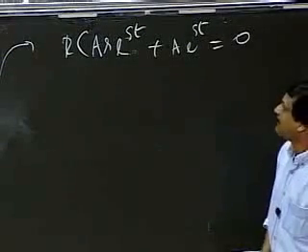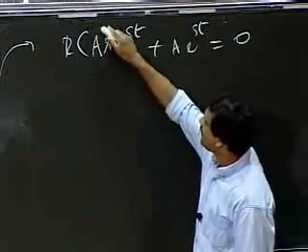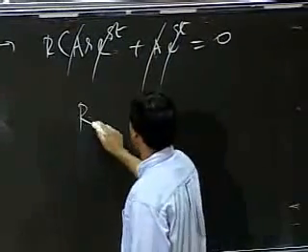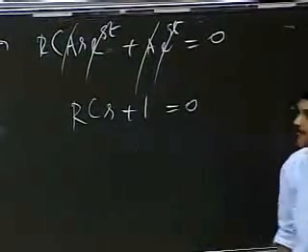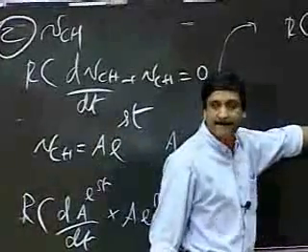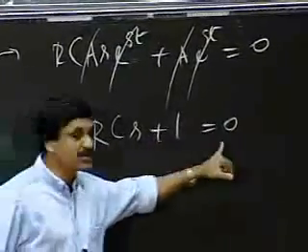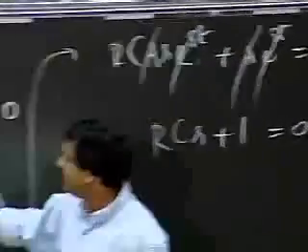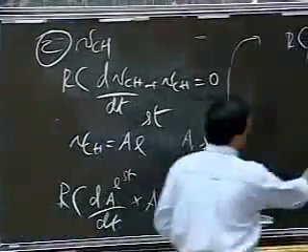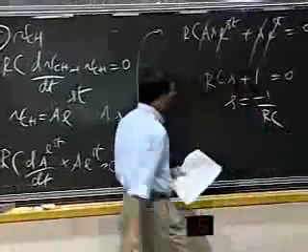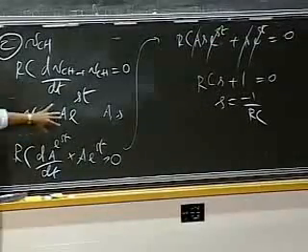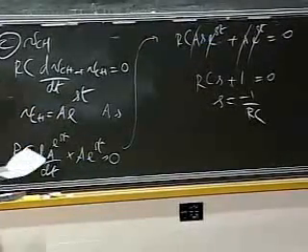That's a trivial solution, so I'll discard that. What I'll do is cancel out the A's from here, assuming A is not 0, and cancel out e to the st. What is left is RCS plus 1 equals 0. So what this is saying is that if I can find an S such that this is true, then A e to the st is a general solution to my homogeneous equation. S is easy enough: minus 1 by RC. If I choose my S to be minus 1 by RC, then the simple math shows me that this must be the solution to the homogeneous equation.